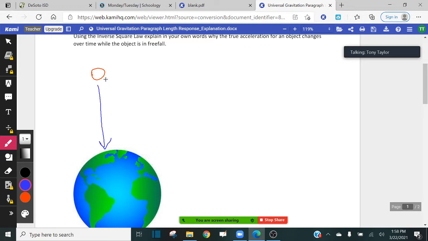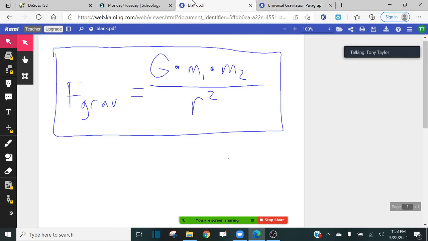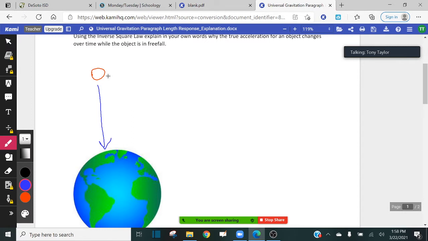It's not an exact constant because of the inverse square law. The inverse square law says that as distance decreases, force should increase. So guys, think about this. As this ball gets closer and closer to the Earth, the distance between the ball and the Earth is decreasing. So that means the force of attraction must be getting stronger and stronger. And if the force of attraction is getting stronger, then according to Newton's second law, the acceleration must be increasing with that, because a greater force causes a greater acceleration.